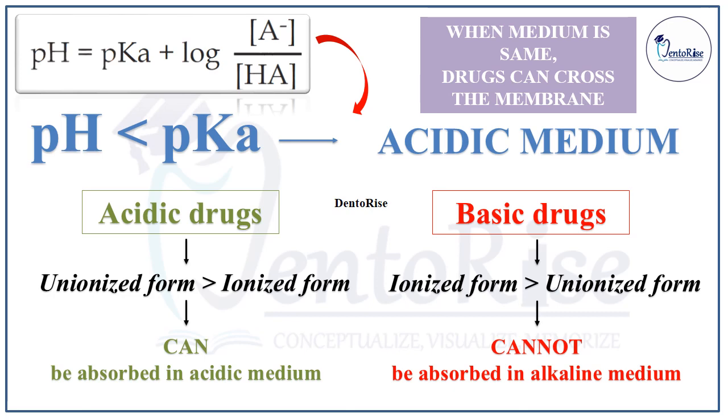Overall, the entire gist of absorption in pharmacokinetics depends upon these points. The drug has to be lipid soluble when it has to cross the biological membrane. The drug would be lipid soluble only when it is in the unionized form. The drug would be in the unionized form when it is present in the same medium.